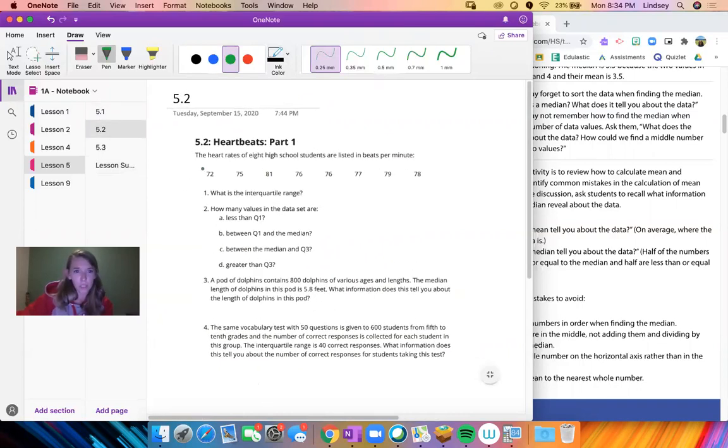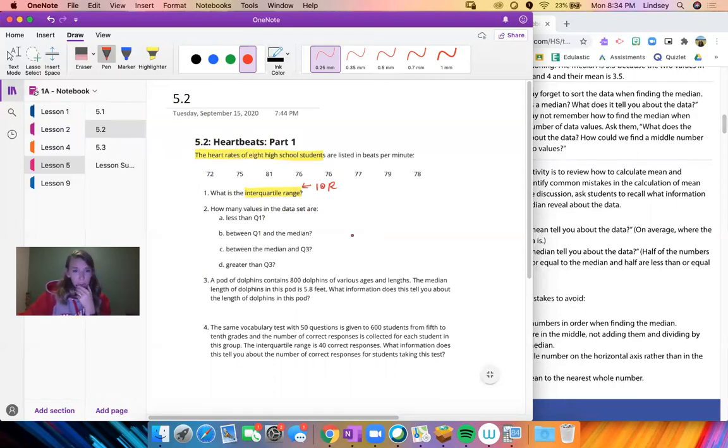Okay, so it says we're looking at heartbeats. So these are the heart rates of 8 high school students. Okay, so first thing is it gives us a vocabulary word. It says, what is the interquartile range? So that's a new vocabulary word for us. You have probably only seen it when we wrote it in your goal at the beginning of this lesson. So the way this is going to be referenced is the IQR.